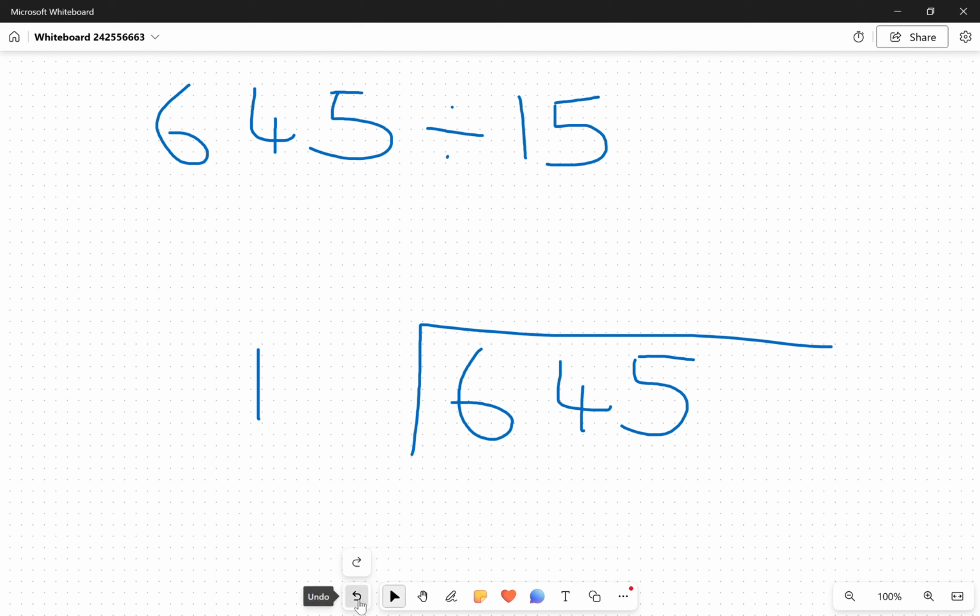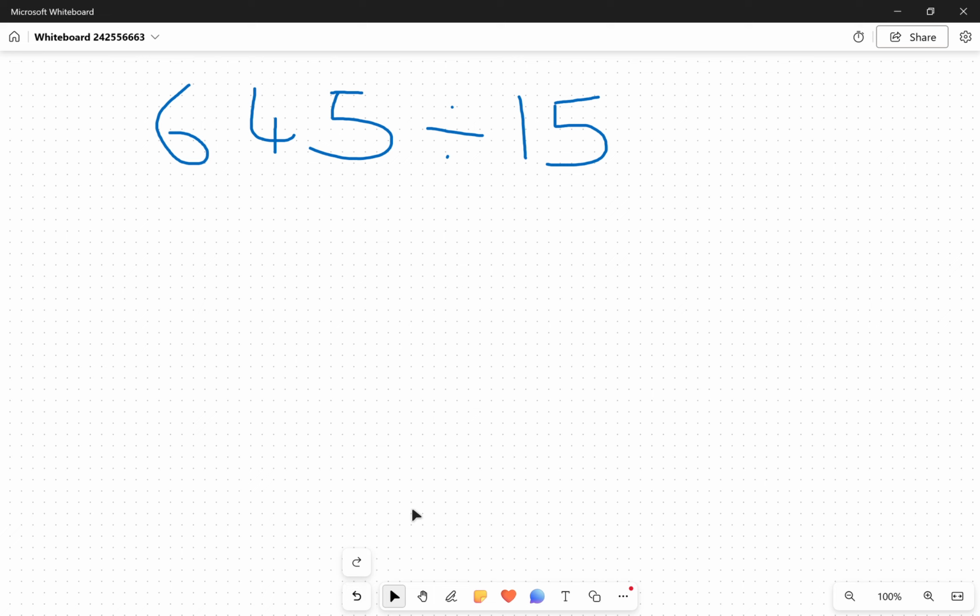So what we do instead is we're going to make these numbers a bit smaller. In particular we want to make the 15 smaller, but the rule is that whatever we do to the 15 we need to do to the other number as well. So we're going to divide 15. Now there's a few different numbers we could divide 15 by. We could divide it by 3, we could divide it by 5. We need to pick one that goes into the other as well.